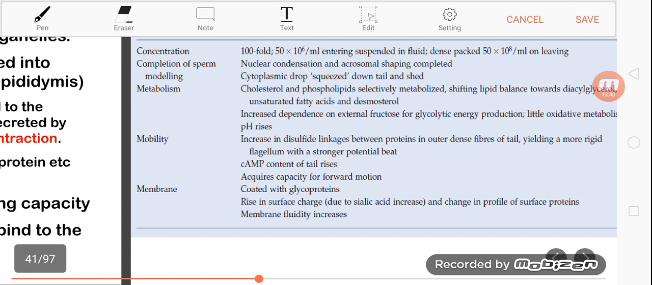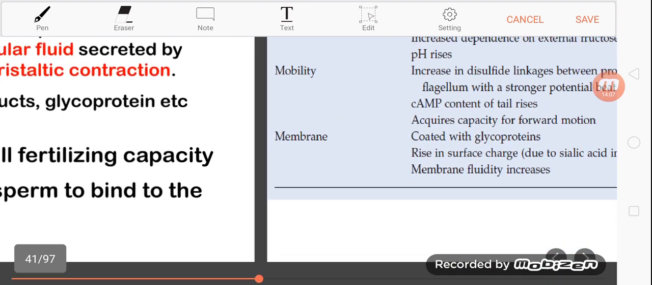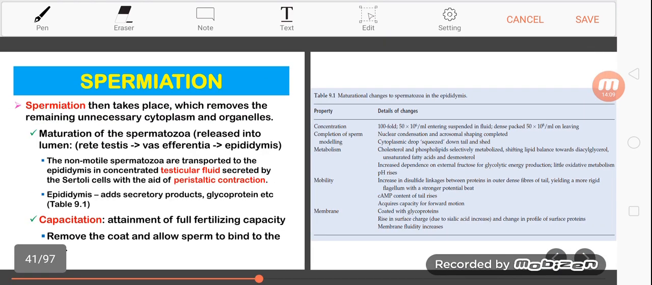The membrane, the outer layer of the membrane of the spermatozoa, the sperms, is coated by glycoprotein, and then there is a rise in surface charge. This one is due to sialic acid increment. So it will help in the next stage later on.